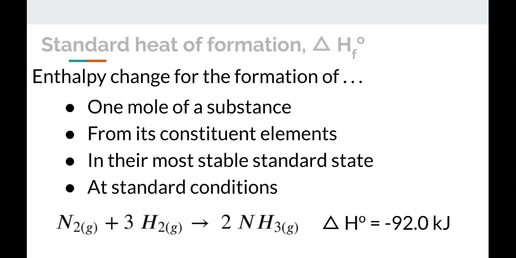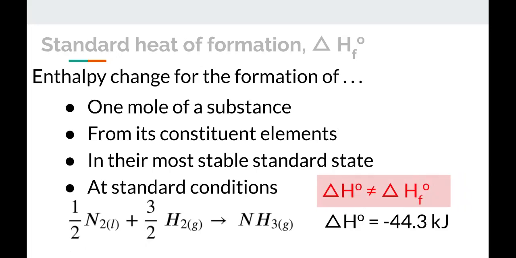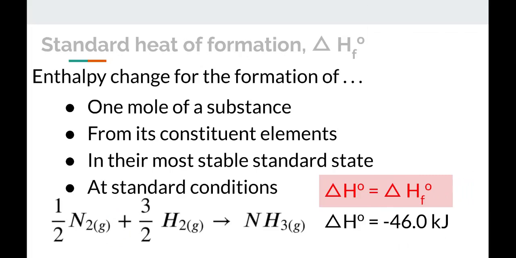So if we look at an example of this thermochemical equation, this delta H value is not an example of a standard heat of formation. And the reason for that is because we are making 2 moles, not 1 mole. This is also not a standard heat of formation. And the reason for that is because nitrogen is a gas at room temperature, at standard conditions. And here we're forming this from a liquid. This is a standard heat of formation because this is for a reaction where we're producing 1 mole of ammonia from nitrogen and hydrogen in their standard states.